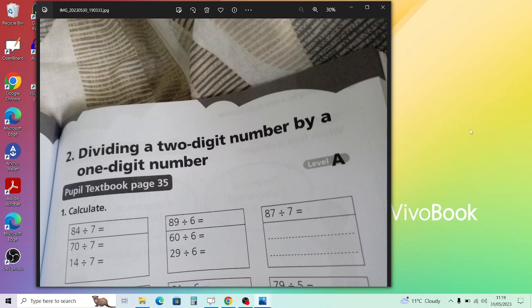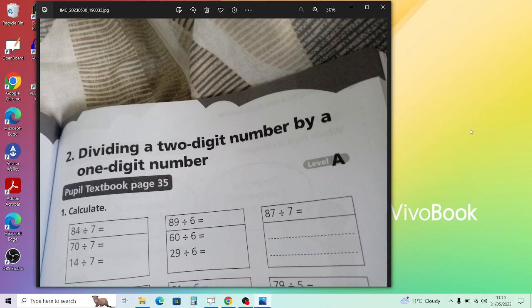Question 5 again should be fairly straightforward, I assume. Should we do 5B? 82 stickers divided by 7 and 5 stickers were left over. So you can use the bus stop method, or you can do the other way that they're showing you. 70 divided by 7 is 10, and then we've got another 12 left over. 12 divided by 7 is going to be 1, and then there's 5 left over. So the answer will be 11, remainder 5.